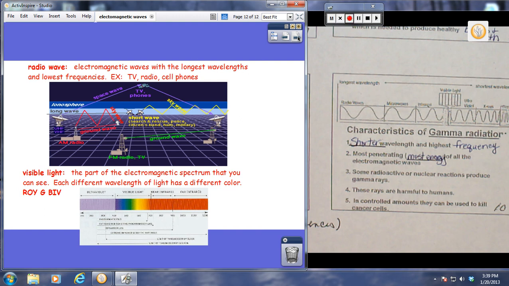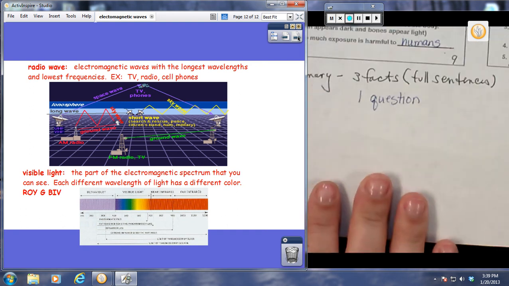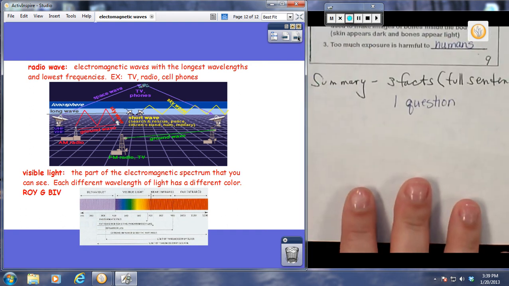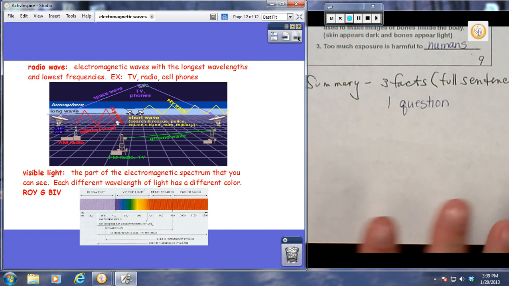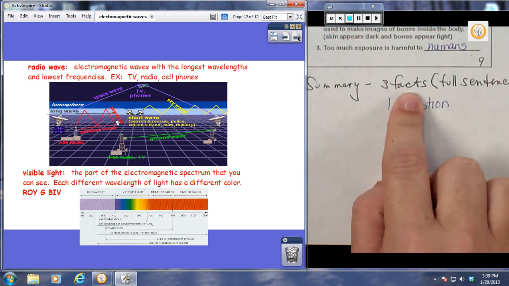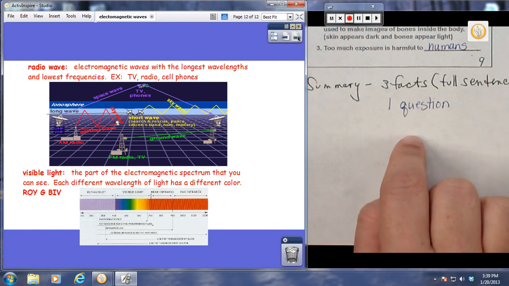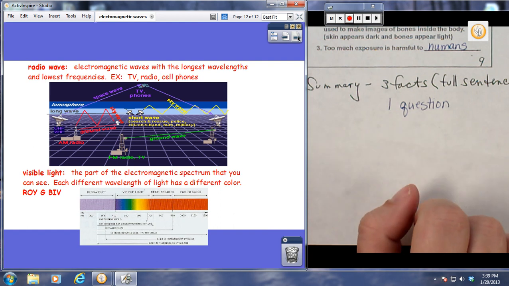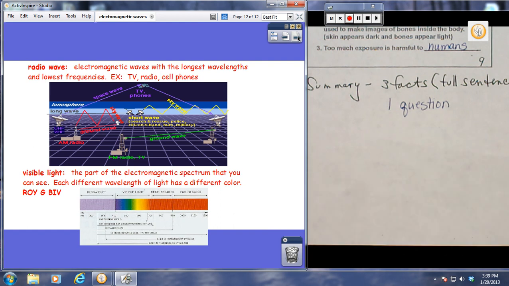Now that this is finished, I want you to do the summary at the bottom. Summary is like always, the 2 to 3 sentences. But I want you to include 3 facts in that, and if you do have a question, please add your question down at the bottom of the notes, and we will make sure we discuss that question tomorrow in class.